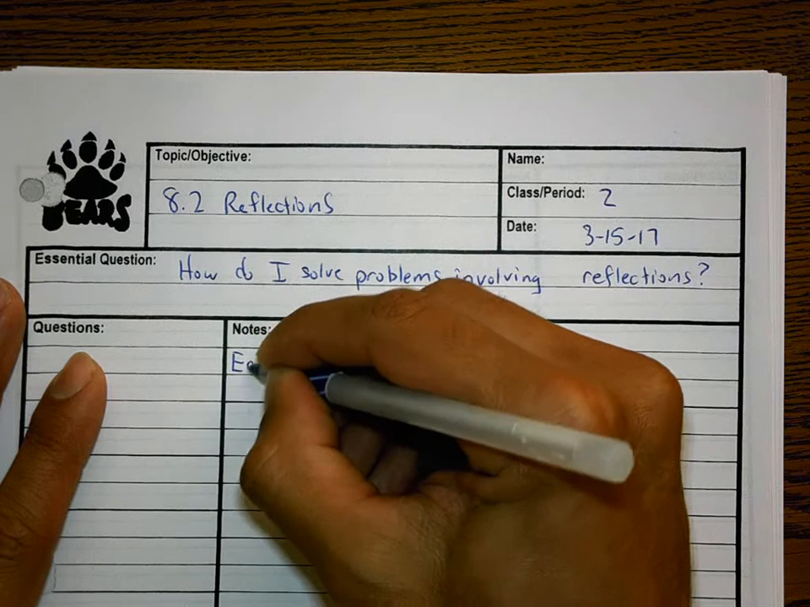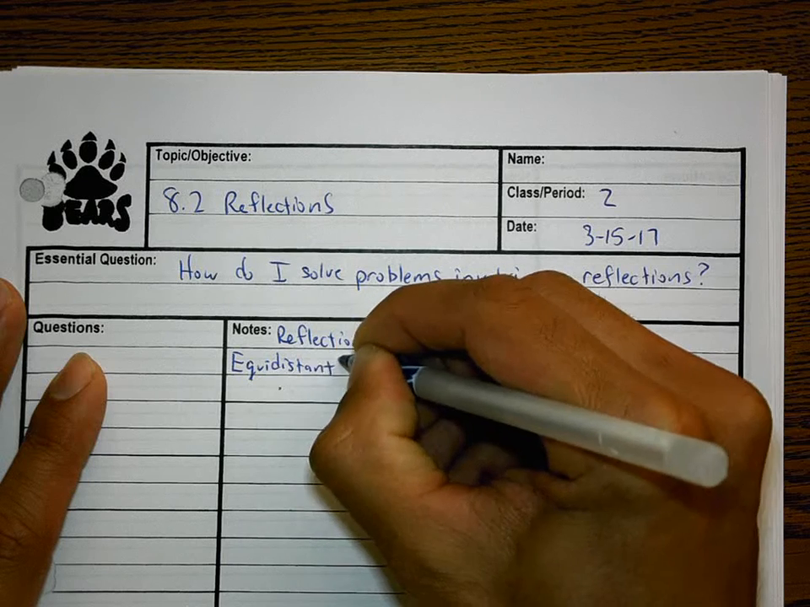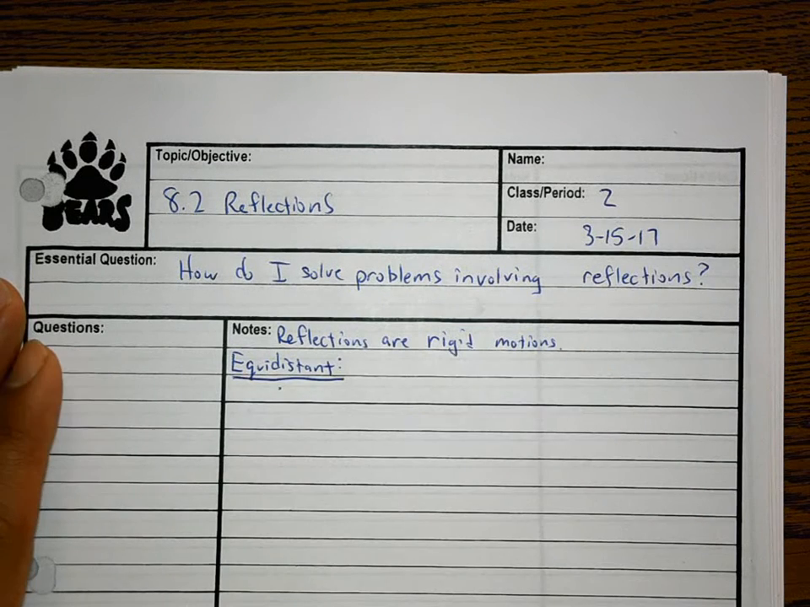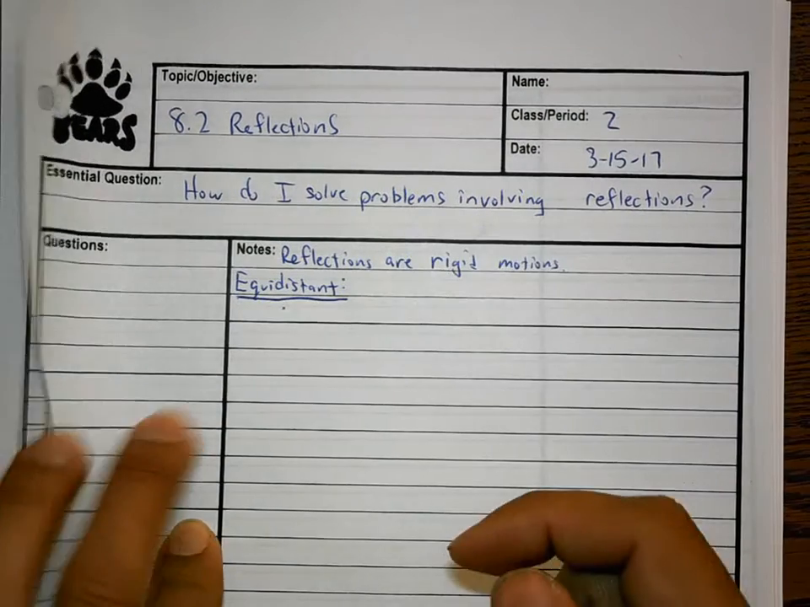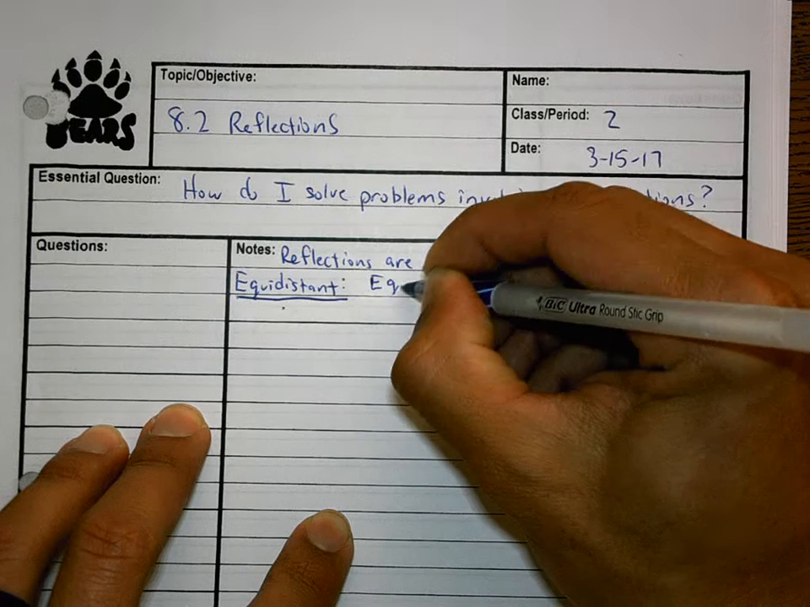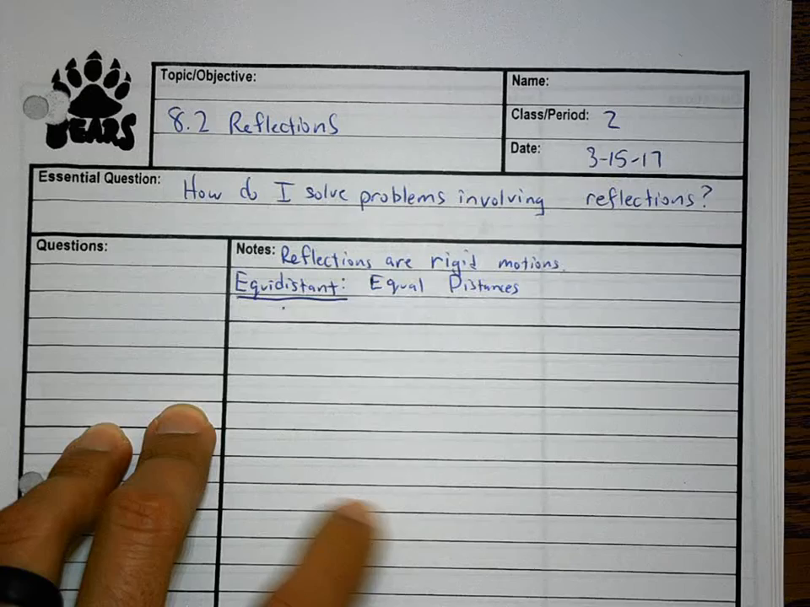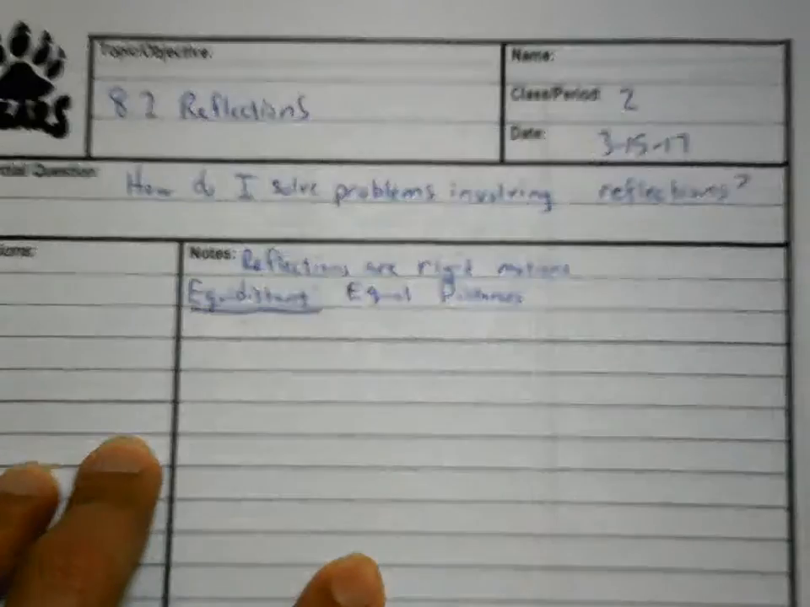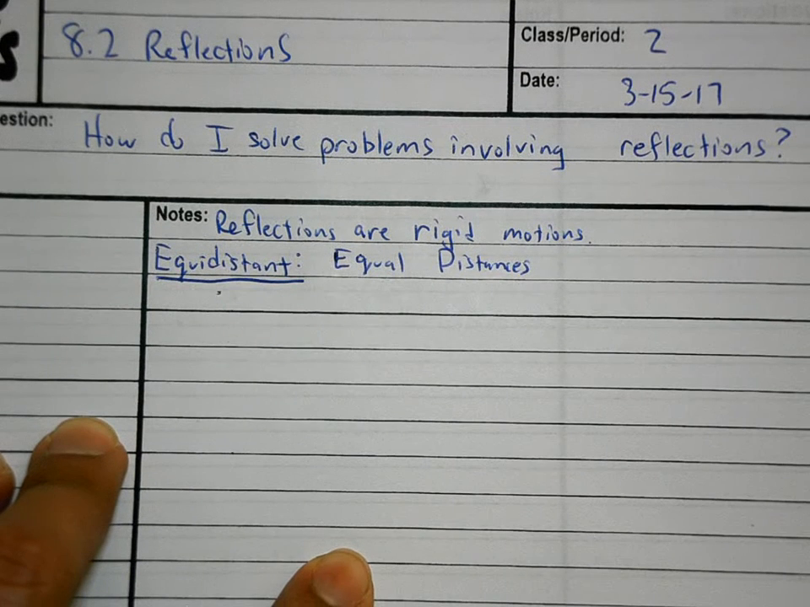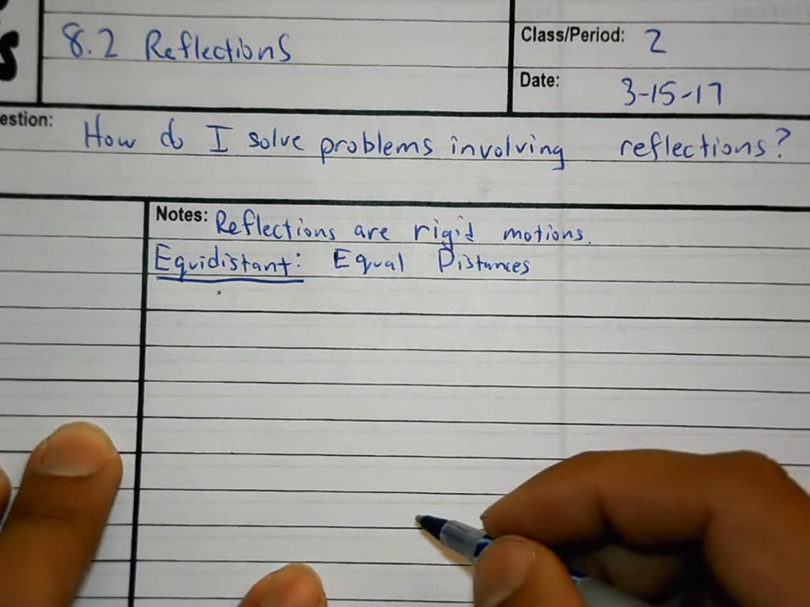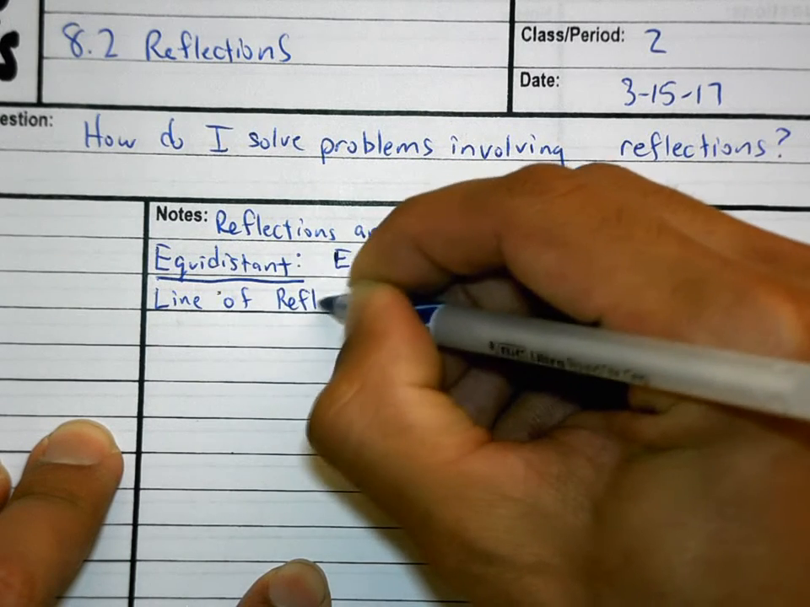Then the word that we're going to use a lot today is equidistant. Equidistant means equal distances. Believe it or not, I know it's a fancy word. I'm going to zoom in a little bit. Equidistant means equal distances.